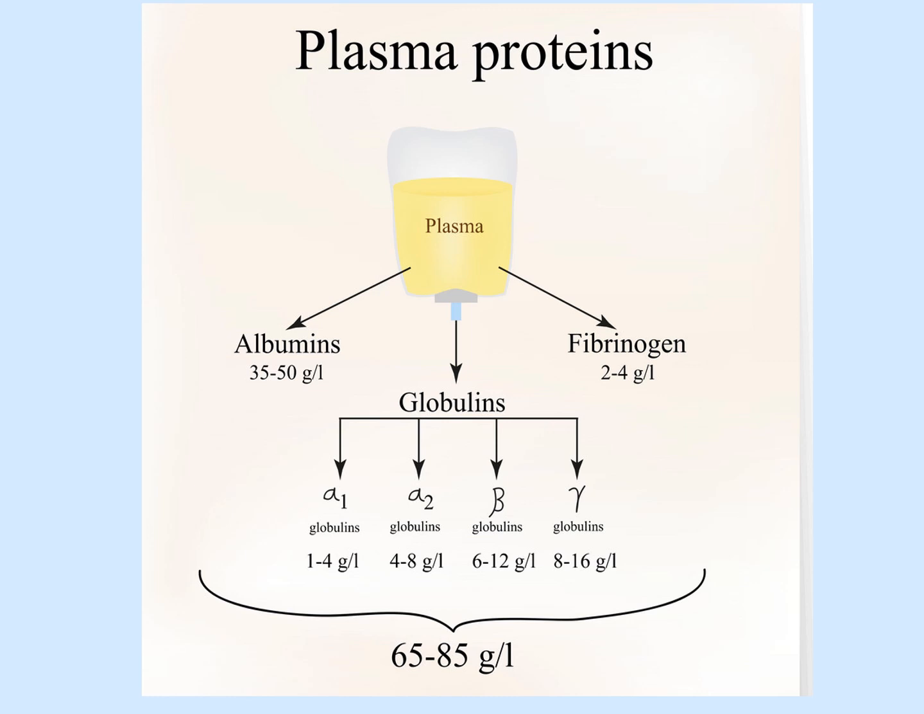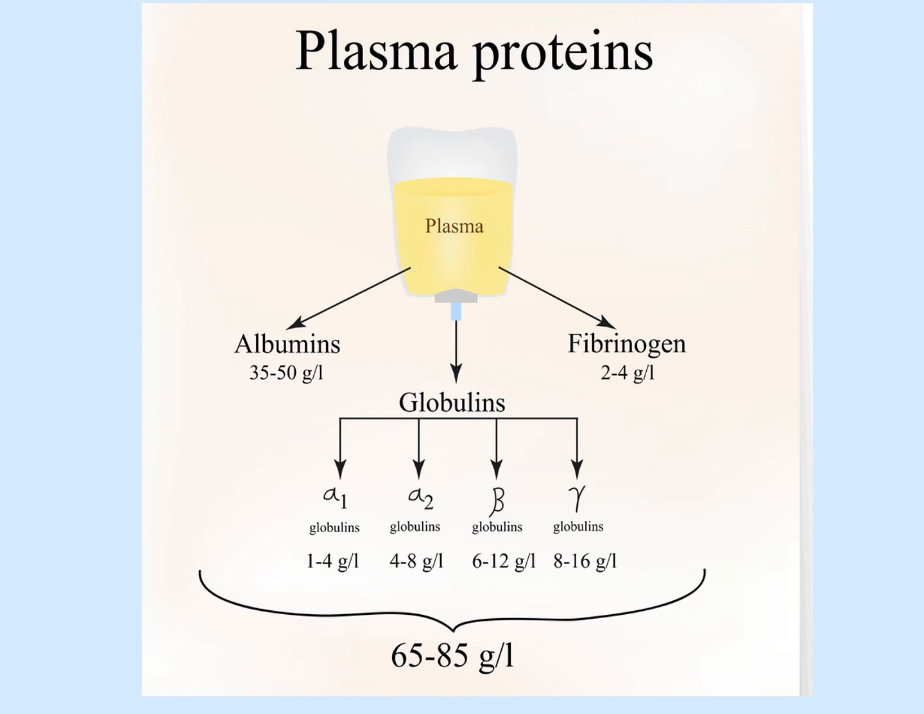Plasma proteins, you can see, are albumins, globulins, and fibrinogen. Today we will discuss albumins and globulins. Here you can find that in serum we can find albumins and 4 fractions of globulins: alpha 1 globulins, alpha 2 globulins, beta globulins, and gamma globulins.